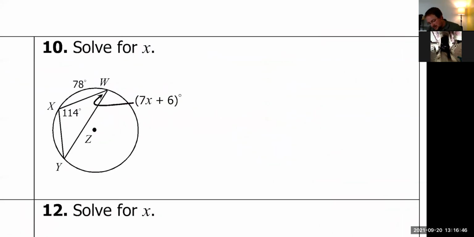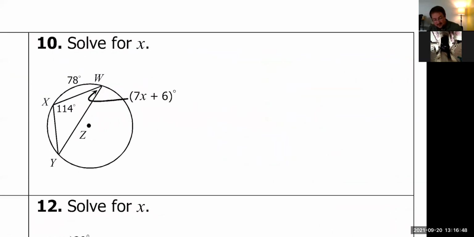Number 10, I wanted to make sure we could do number 10 as well. I'm going to give you 11 and 12 solutions here in just a moment. But number 10 is set up strangely because it's given me a triangle inside this circle. And unfortunately, WY is not a diameter because it does not pass through the center Z. So I'm going to have to go way back to my chapter or my couple of units where I covered triangles. Do I know what this entire triangle set of angles adds up to?